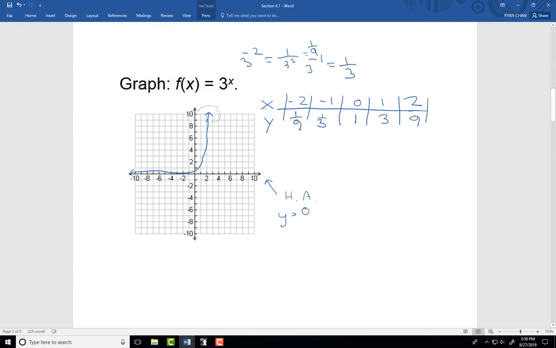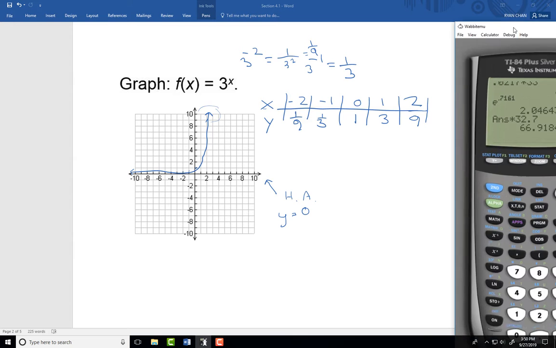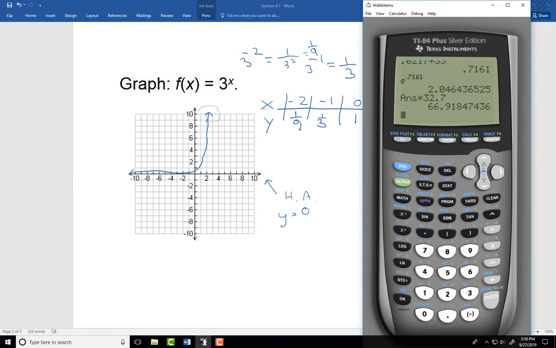So a lot of your graphs are going to look like this too. And you can check if you put this in your graphing calculator. If I go to y equals and put in 3 to the x, I hit graph. So you can see it's kind of here. If I do 5 to the x, same thing. It's going to blow up.